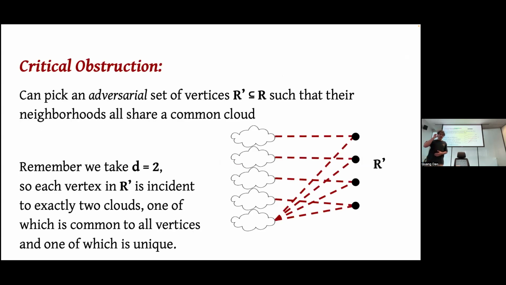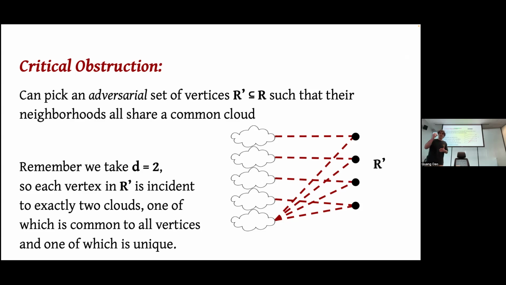Unfortunately, we have a very critical obstruction, which is that an adversary can just take any cloud on the left side and just look at some of its neighbors on the right side. I've drawn that in the picture here. And now I argue that this set of right nodes is at least not expanding enough for our purposes.